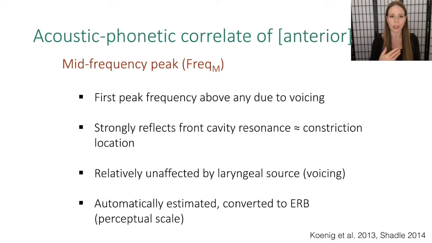So if you think about the articulation of a consonant like sa or sha, of course there's a constriction at some location. The front cavity resonance, if we can get some estimation as to the size of that front cavity, we have some approximation as to the constriction location, and that is apparently what this peak should get at. The other nice thing is that it's relatively unaffected by the laryngeal source, so whether there's vocal fold vibration. In this study, this is automatically estimated, and it's been converted to a perceptual scale of ERB. If you have questions on how we did this, I'd be happy to answer them in the question period, but you can just take my word for it now.